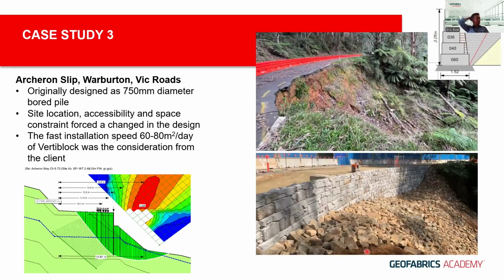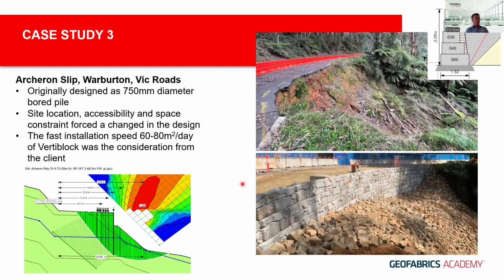The third case study is also a VicRoads project where the original proposal was to remediate or reinstate this particular slip failure with 750mm diameter bored piles somewhere along the toe, or along the slip zone. And it was found that due to availability of machineries, limitation of space, and the necessity to allow traffic to go on during the construction, the bored pile solution was deemed not feasible.